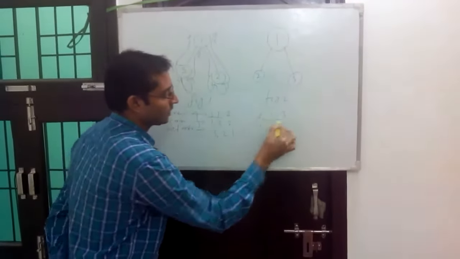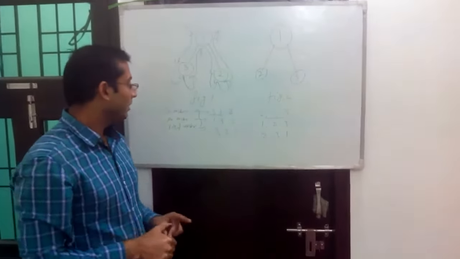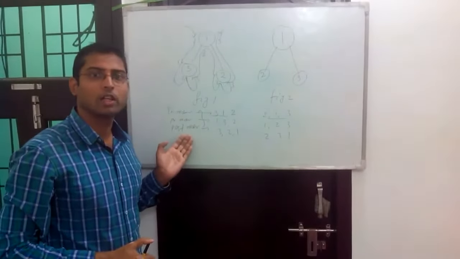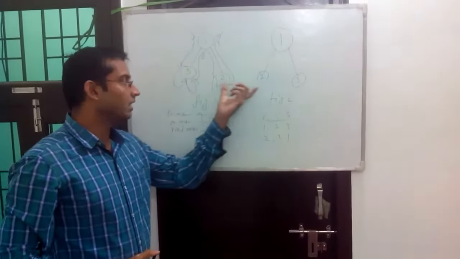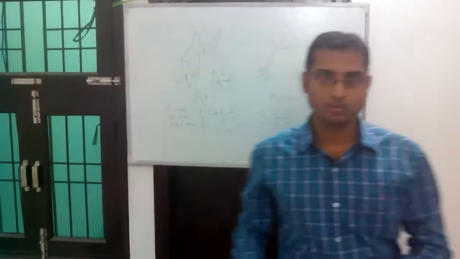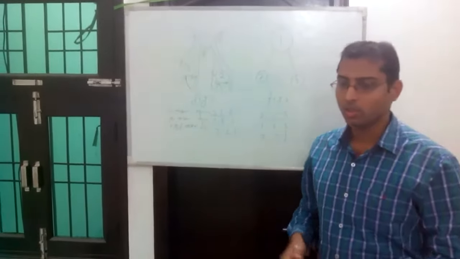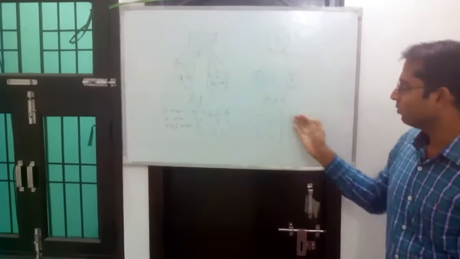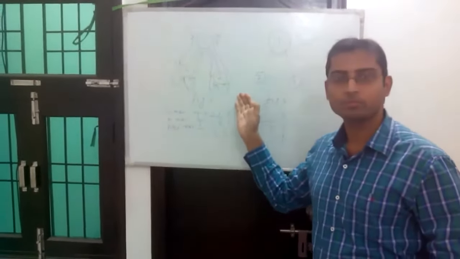Both have different sequences for in-order, pre-order and post-order. So we can say these two trees are different. So we should maintain order in a tree. It's compulsory. We should maintain the order. So both trees are different.